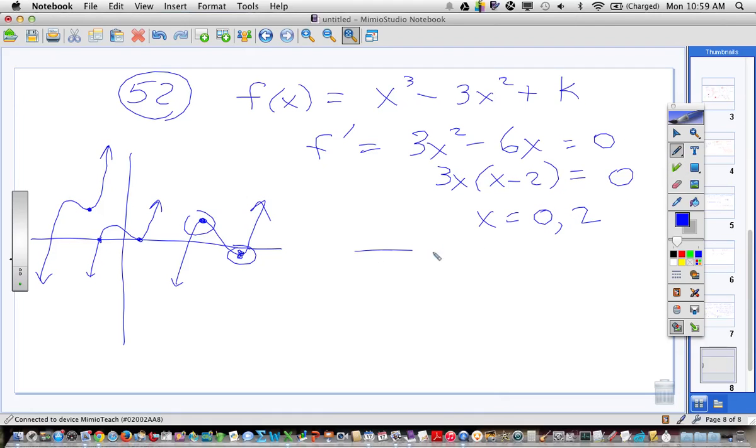Now, I could do a number line, right? I don't really have to in this problem because that's not really what it's asking. If this was a local max min problem, I would need to do that. I'd need to put a 0 there, put a 2 there. I'd pick some points here, right?